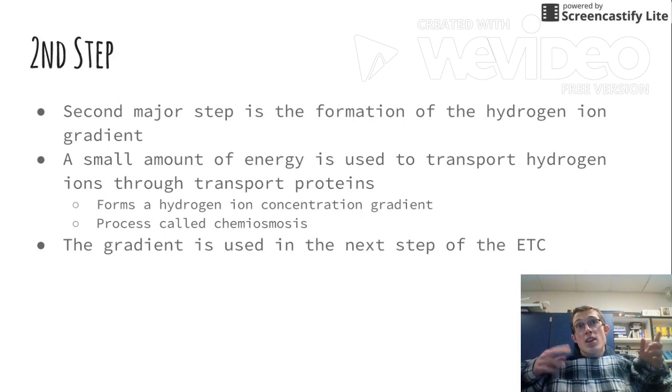The second major step to the ETC is the formation of the hydrogen ion gradient. Just as in photosynthesis, a small amount of energy is used to transport hydrogen ions through transport proteins across the inner membranes of the mitochondria to form the gradient in a process called chemiosmosis. The gradient is then used in the next step of the ETC.